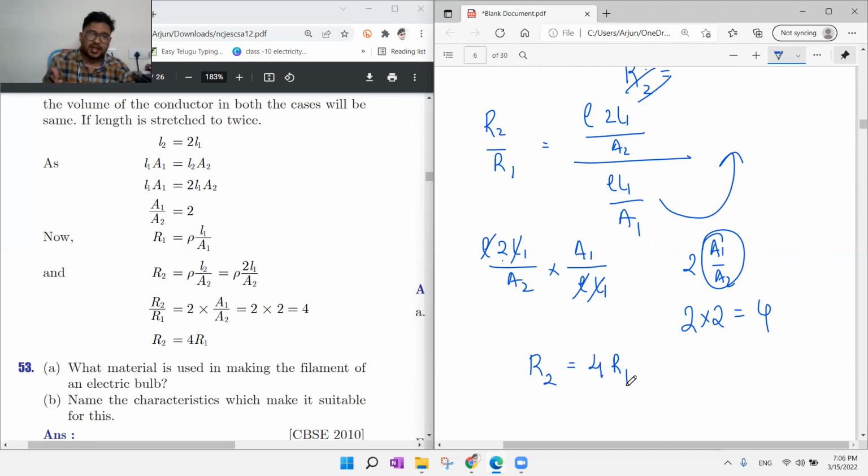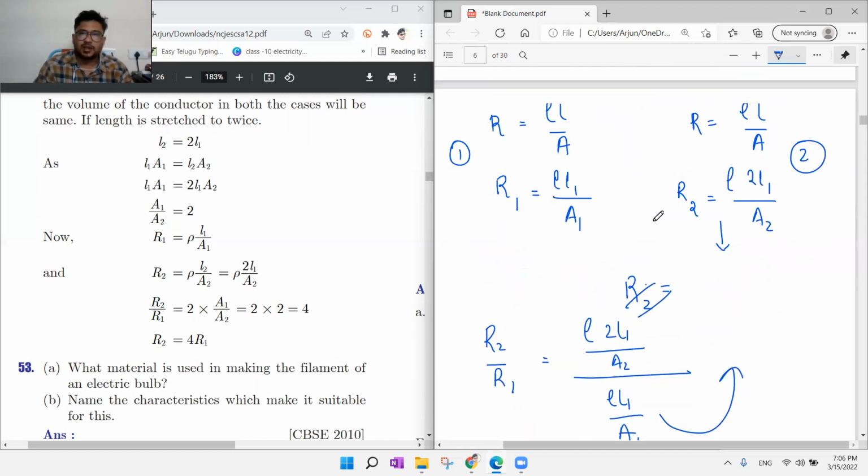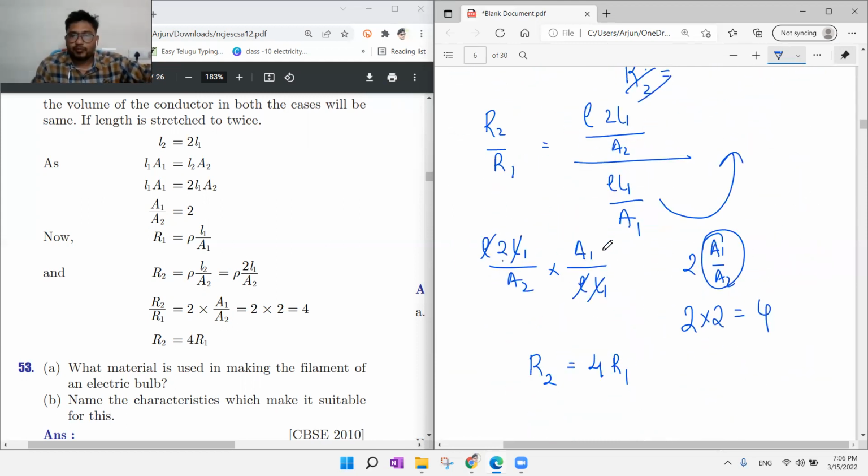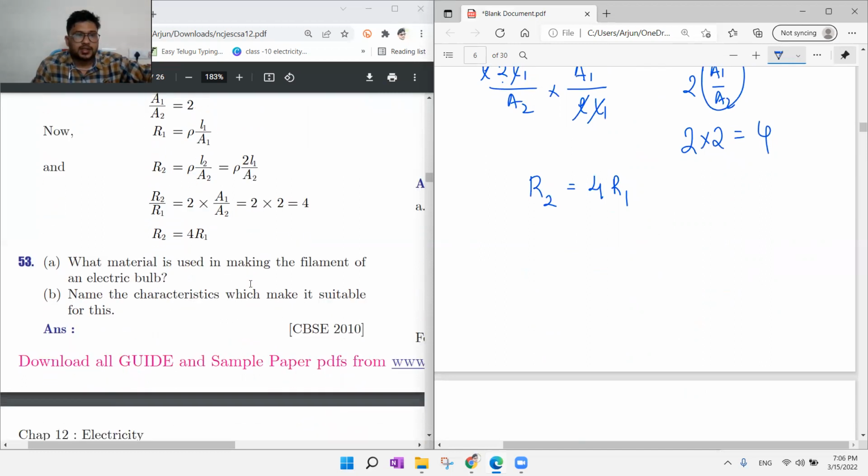Or simply put, in the in-text questions we have also discussed this, example 12.6 I guess. The same question we will be getting. So there is no need for this much expression, but this is also another way to do it.